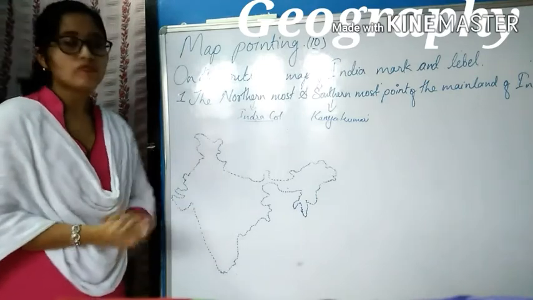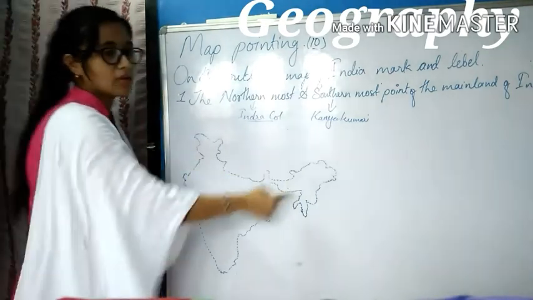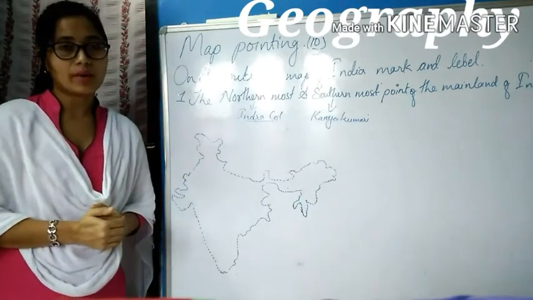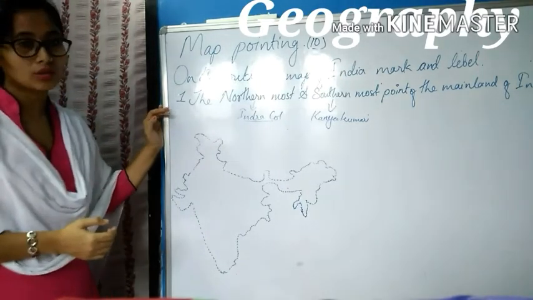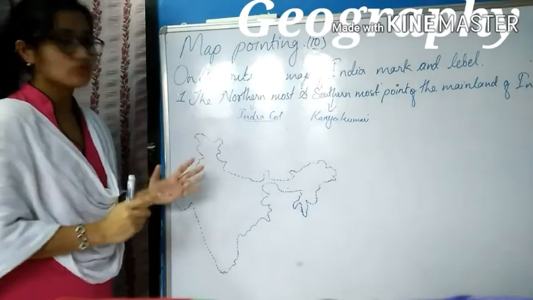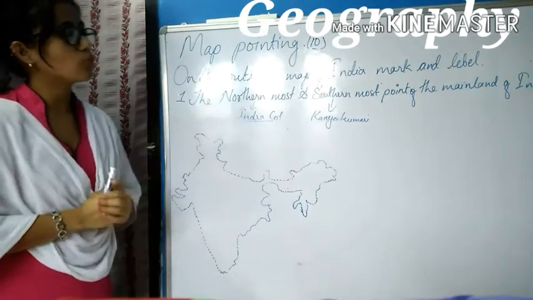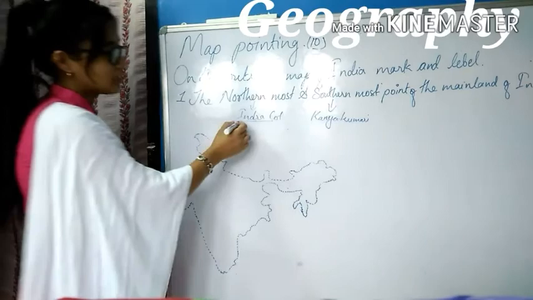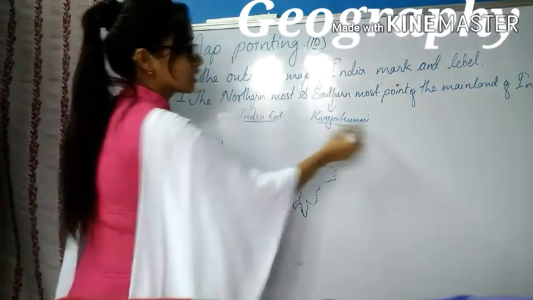This kind of map will be provided to you during the examination, which marks the outline boundaries of India. That's why it is called the outline map of India. Now let us plot the first question. On the outline map of India, mark and label the northernmost point and the southernmost point of India. The northernmost point is Indrakol, and the southernmost point is Kanyakumari.